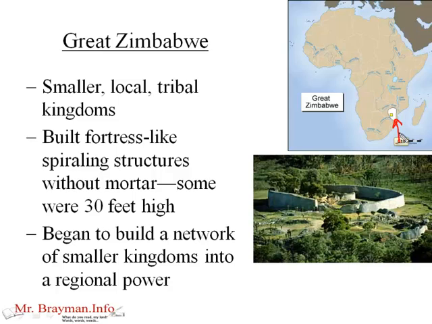They're well known for building these spiraling fortress-like structures and really remarkable engineering. These things were often 30 feet tall and built without mortar. So the kind of stone cutting and sculpting and design that it takes to build structures like this without mortar is very, very sophisticated. And at the time they were starting to build a network of smaller kingdoms into a regional power, but never really went much further than that.